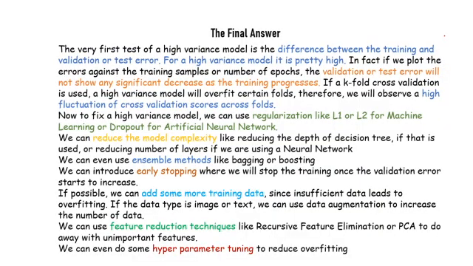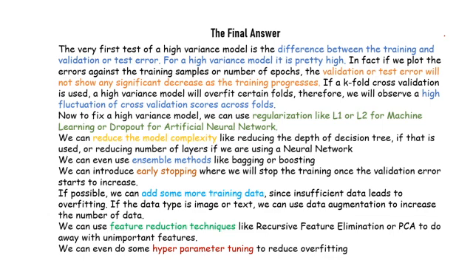Now, what is going to be the final answer? So this is a way you can answer the question. That is, the very first test of a high variance model is the difference between the training and validation or test error. For a high variance model, it is pretty high. In fact, if we plot the errors against the training samples or number of epochs, the validation or test error will not show any significant decrease as the training progresses.